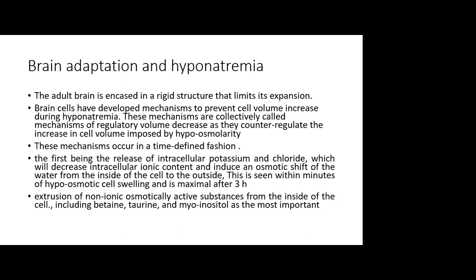The first thing that happens during hyponatremia is a release of intracellular potassium and chloride, which decreases the intracellular ionic content and induces an osmotic shift of water from the inside of the cell to the outside of the cell. However, this can only compensate for a maximum of about three hours. If hyponatremia persists beyond that time, there is an extrusion of non-ionic osmotically active substances from the inside of the cell, such as taurine, which are important in order to counterbalance the effects of hyponatremia.